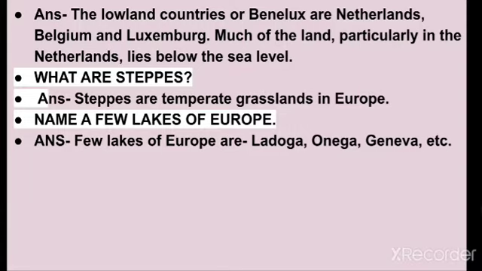Question number 4, what are steppes? Answer is, steppes are temperate grasslands in Europe. Next question number 5, name a few lakes of Europe. So the answer you will be writing, the few lakes of Europe are Ladoga, Onega, Geneva, etc.